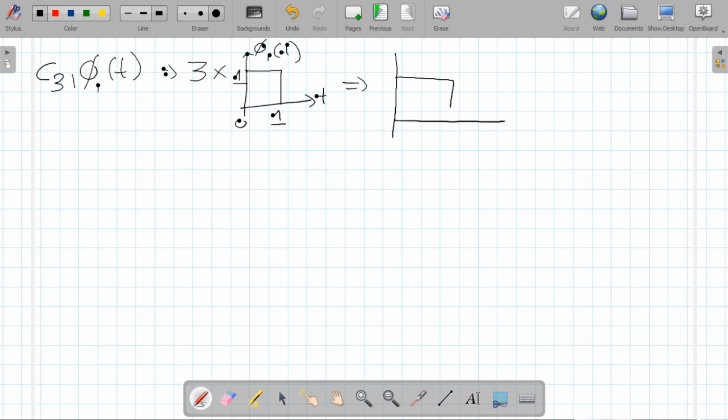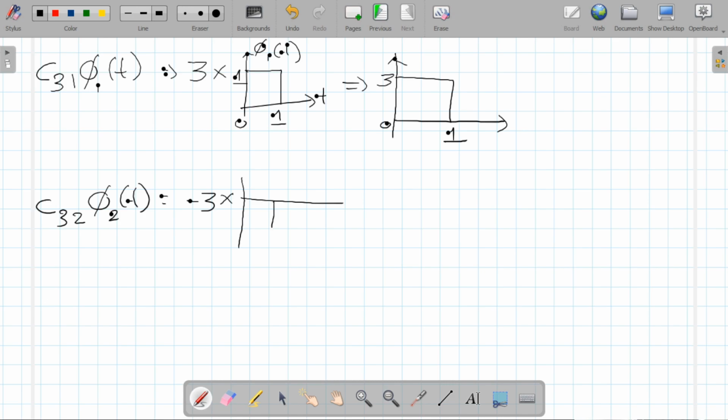as the signal ranging from 0 to 1 with amplitude 3. This is what we get. Now we are going to calculate C32 phi 2 of t. What is C32? It is minus 3 times phi 2 of t. Phi 2 of t is defined as this, ranging from 1 to 2 on the time axis.